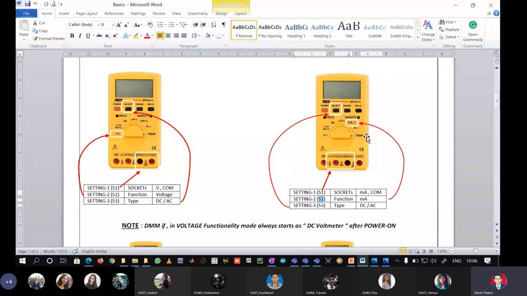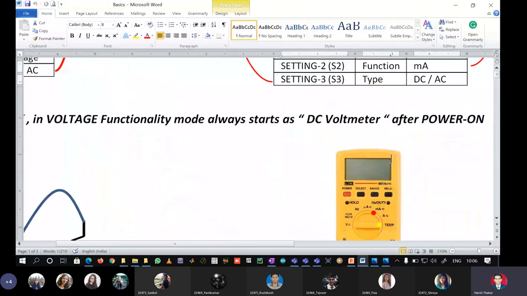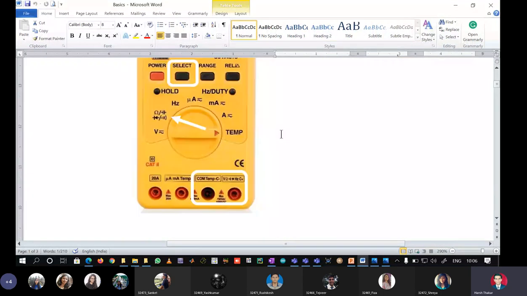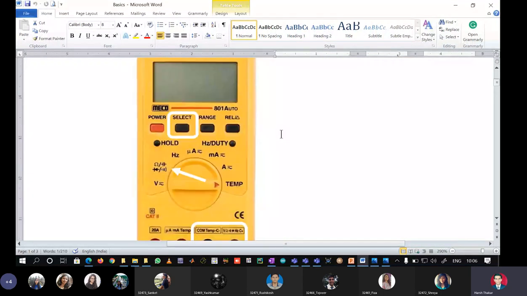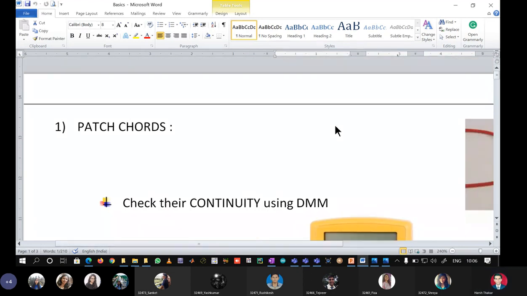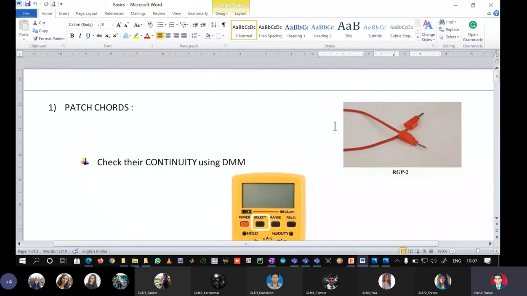You see here there is one particular switch called range. This range is used for changing the precision. As I told you, if you want to see whether the on-state drop of a diode is above 0.7 or below 0.7, you can use this range. It will change the precision in number of decimal places. So this was about using patch cords.